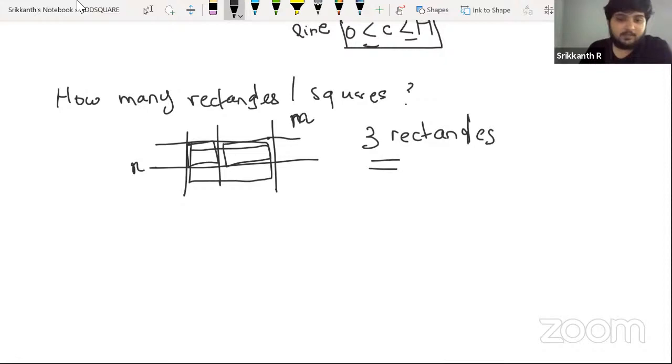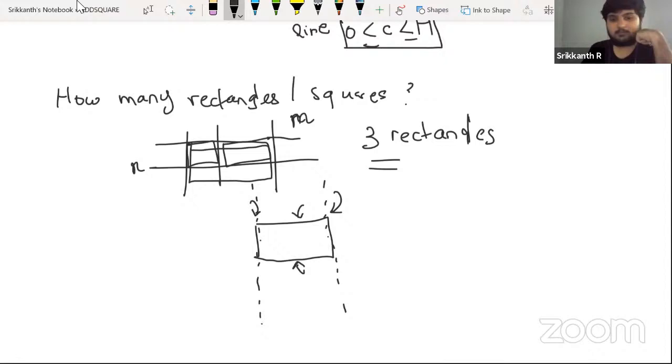If you look at how the rectangles are formed, every rectangle has two vertical lines, and it has two horizontal lines. These vertical and horizontal lines must be amongst the n vertical lines and m horizontal lines that we drew, right? So this must be part of some pair of horizontal and vertical lines. Every rectangle that's possible or that's created in this diagram must contain two vertical and two horizontal lines, right?